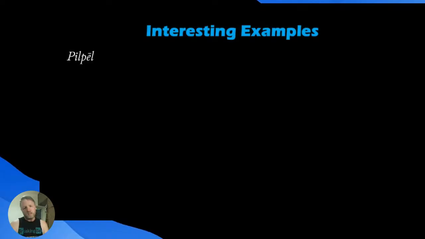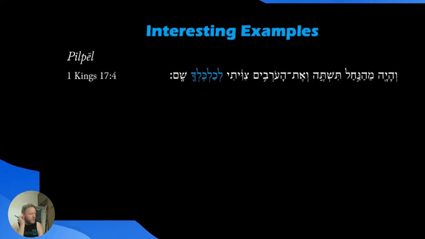I don't know. So the way that we're going to handle this is just we're going to look at pilpel and at polel. And we're just going to look at some examples because the idea is that you need to just look at some examples to understand them, but they are not going to play a big part in your vocabulary or anything else. But I will show you how they're identified in the dictionary. Okay, so here's some examples of pilpel. 1 Kings 17:4 says, "V'haya mehanachal tishteh, ואת העורבים ציוויתי לכלכלך שם."